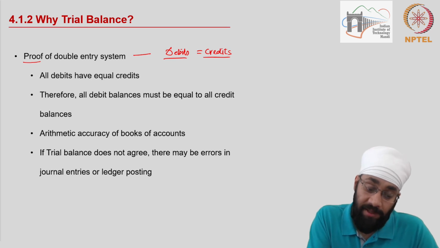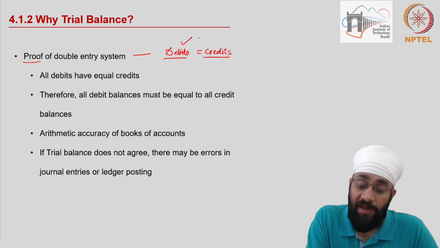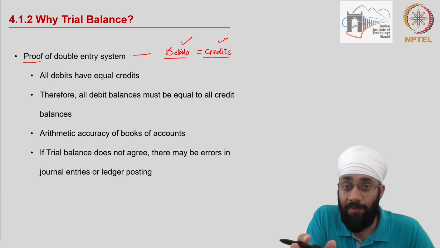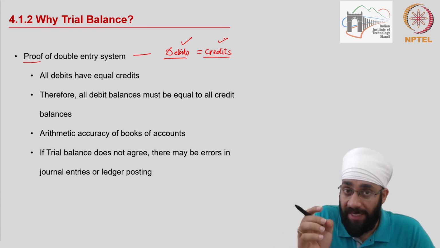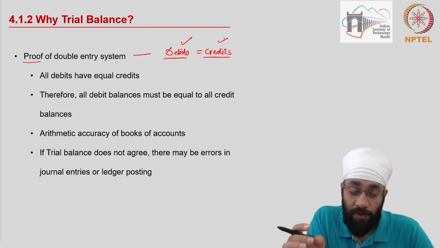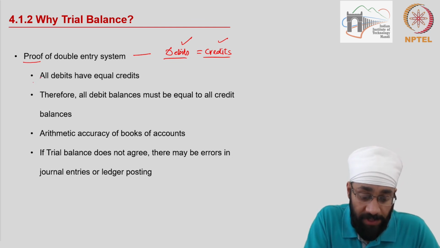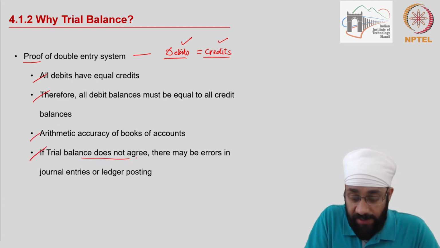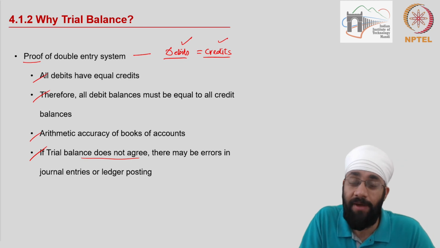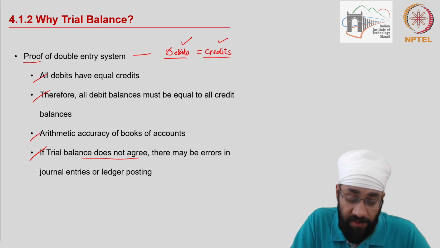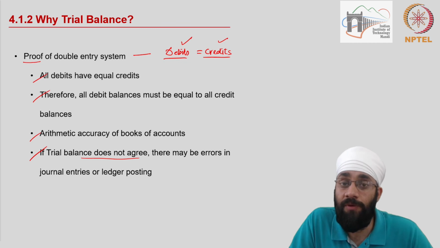So this statement is thought of as a proof. If debits are equal to credits, then you've not made an arithmetic mistake at least, and you've followed the process of the double entry system. So just to summarize, all debits will have equal credits, and arithmetic accuracy is checked. And if there is a difference in the balances of debit and credit, then there must be some mistake which needs to be figured out.